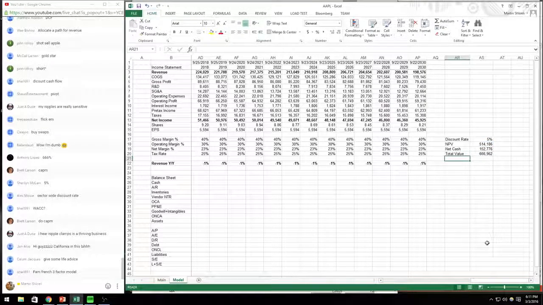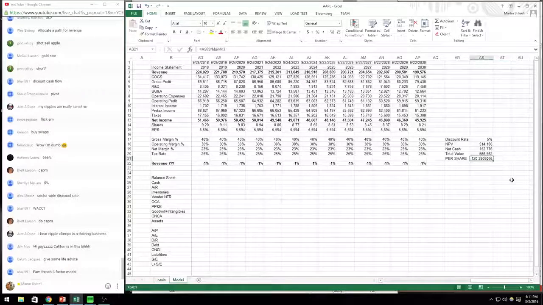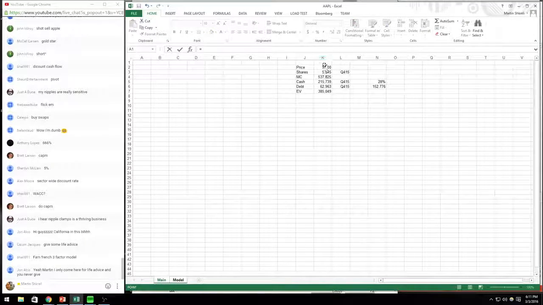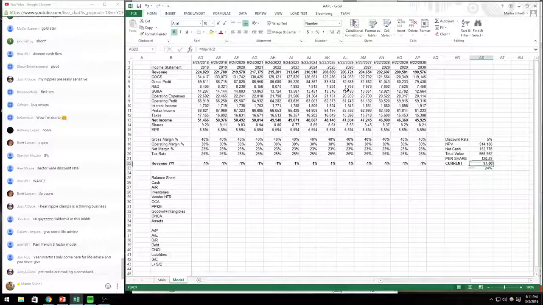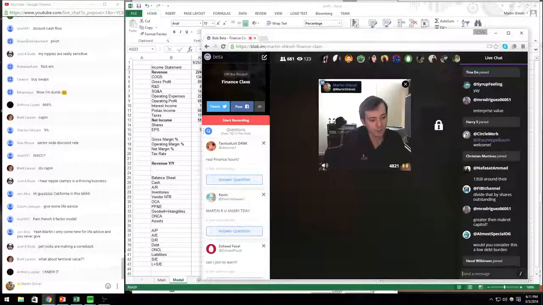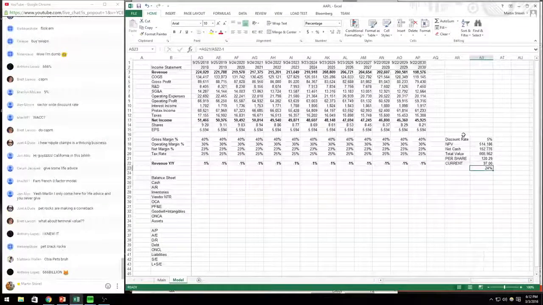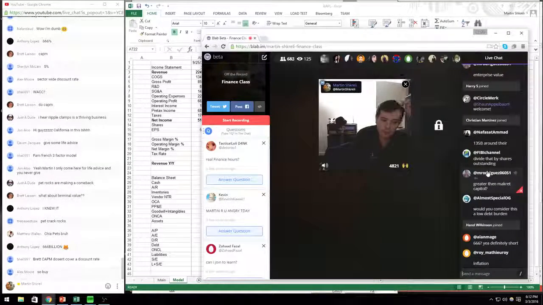So the total value is $666 billion. And per share, how many shares do they have? 5 billion. So per share is $120, and the current price is $97. So our calculator is telling us that the shares are worth $120 and the current shares are worth $97, but there's a huge error in this model. What is that error for someone who's the expert? There's a gigantic error in this model.